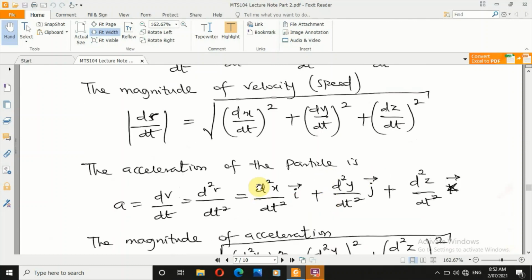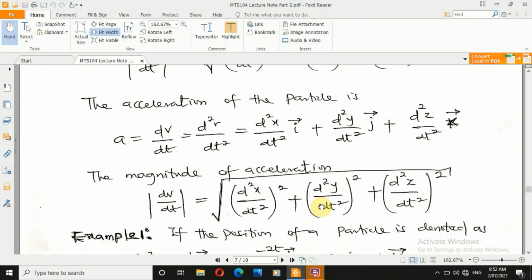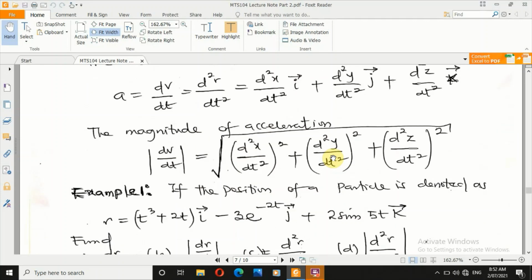Now the acceleration of the particle is the second derivative of position. We can also calculate the magnitude of the acceleration. How do you get the magnitude now? You find the square of each component, then you find the square root. Let's solve example 1 now.